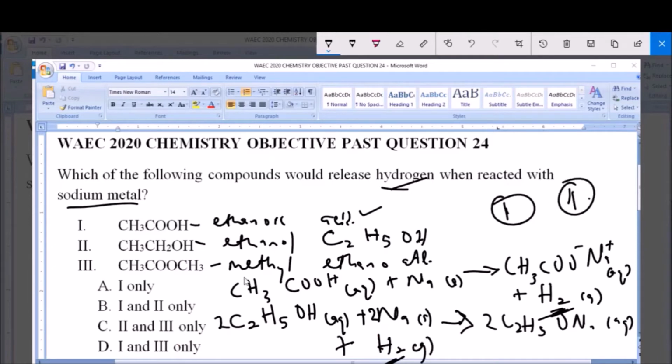Now option 3, methyl ethanoate, is an ester, and esters are not exactly known for their reaction with sodium metal. So from what we've seen here, the correct answer is B, 1 and 2 only.